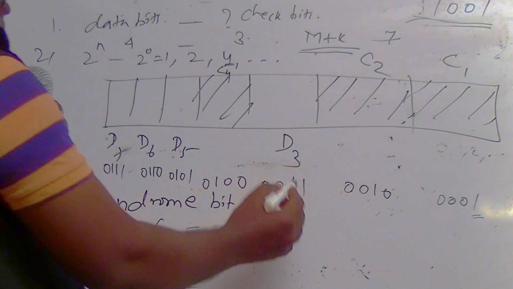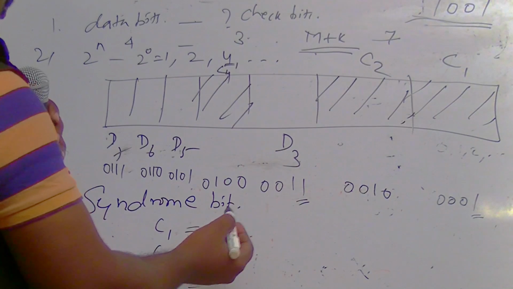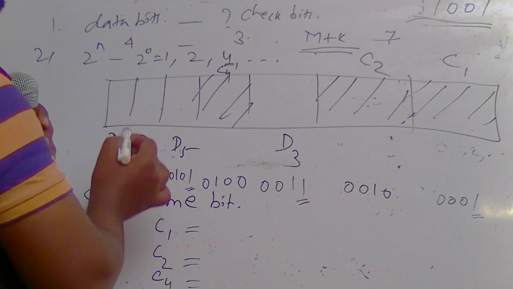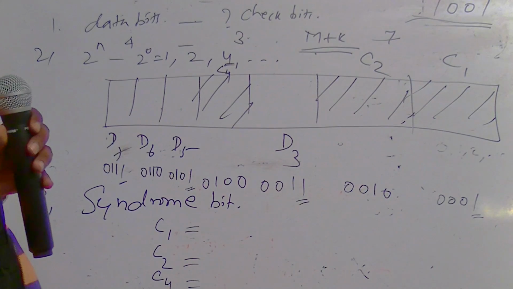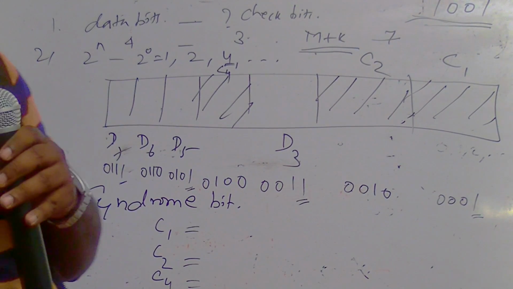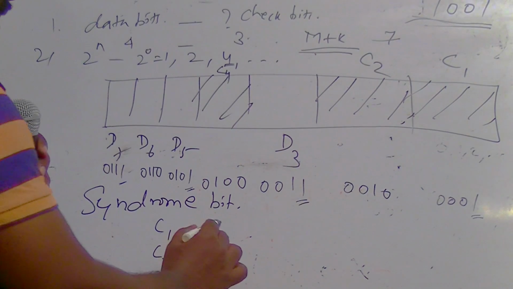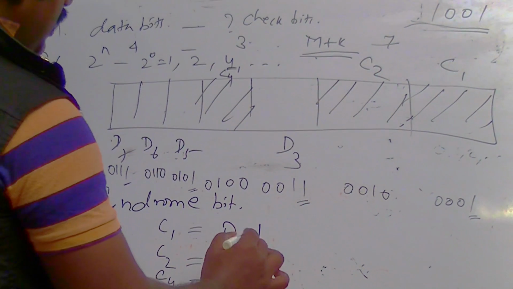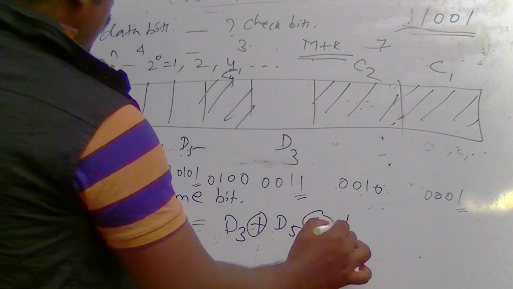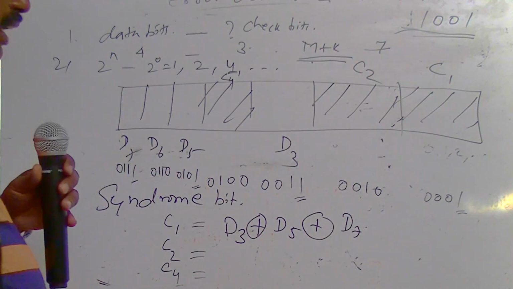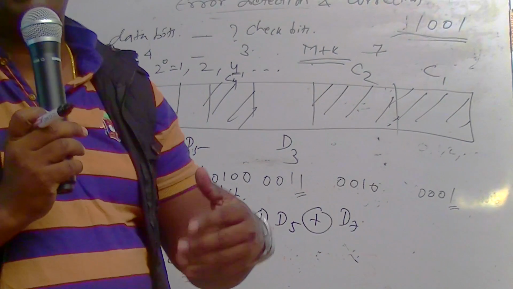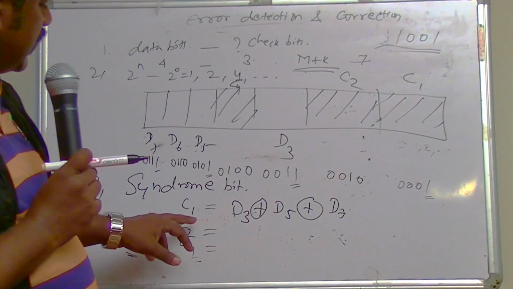See, for example, here in D3, the least significant bit is 1. In D5 it is 1, and in D7 again it is 1, but in D0 it is 0. So we should not consider D6; we are only going to consider D3, D5, and D7. We are just making an exclusive OR of all these data bits. This is how we find the value for C1.